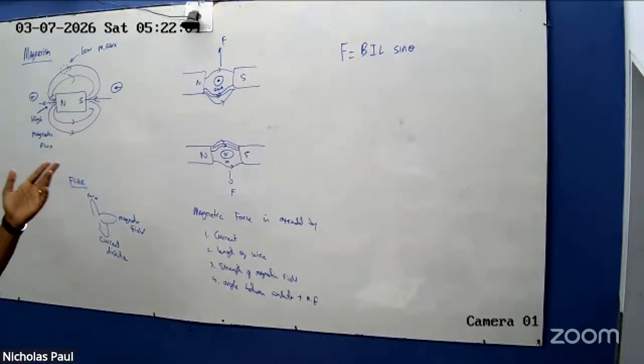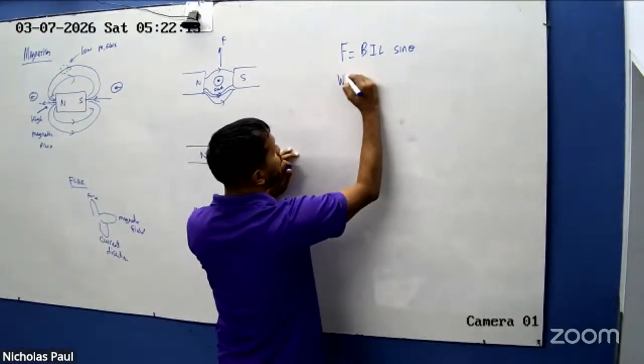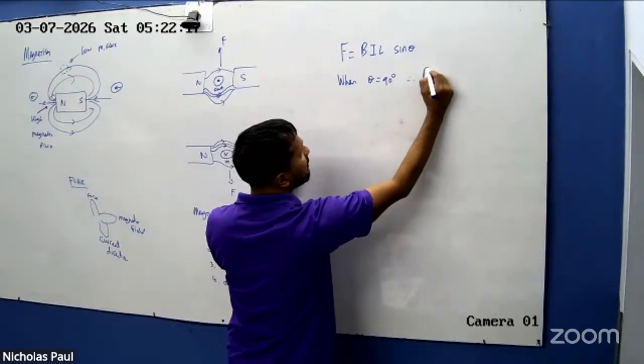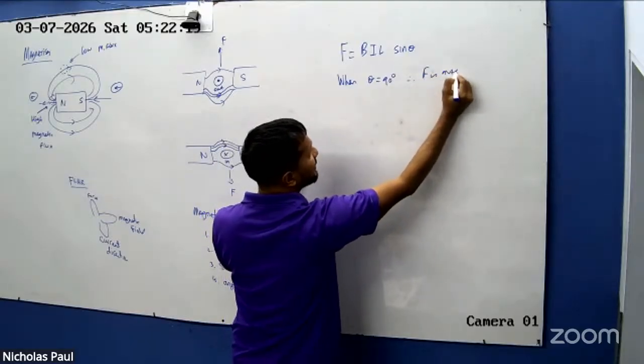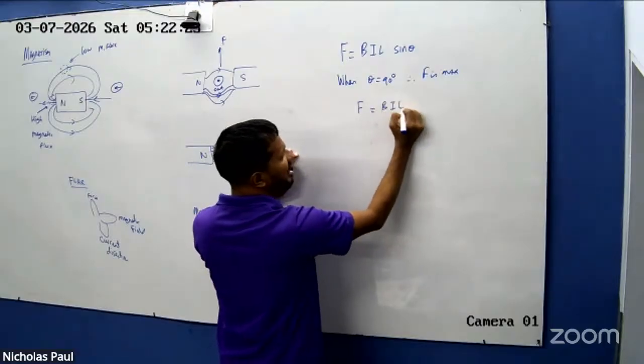That's the formula. It is maximum when it's perpendicular. When theta is equal to 90 degrees, F is maximum, and it becomes F is equal to BIL.